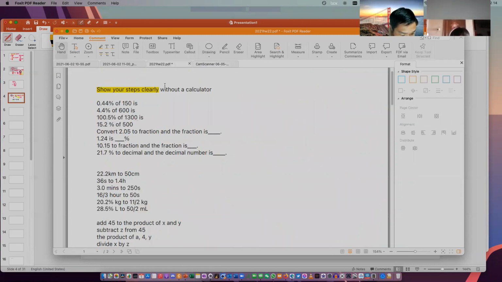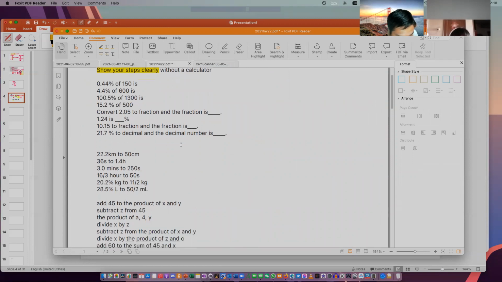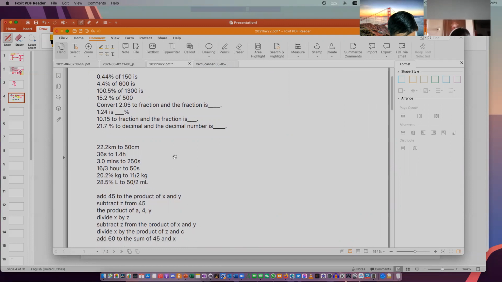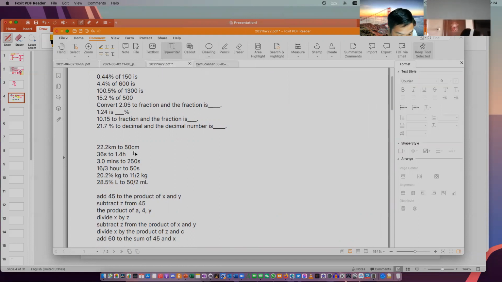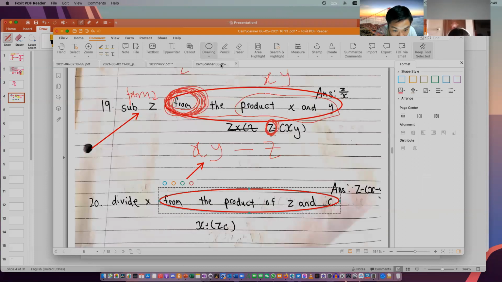Let me look at the question. Wait, by? Can you see the question here? It is by, not from. You don't anyhow change my question. Can you see here? By. Because if the word here is different, it's going to be different. So this question is by. So by means below. What is below? Product of Z and C is below. So you write like this, below.